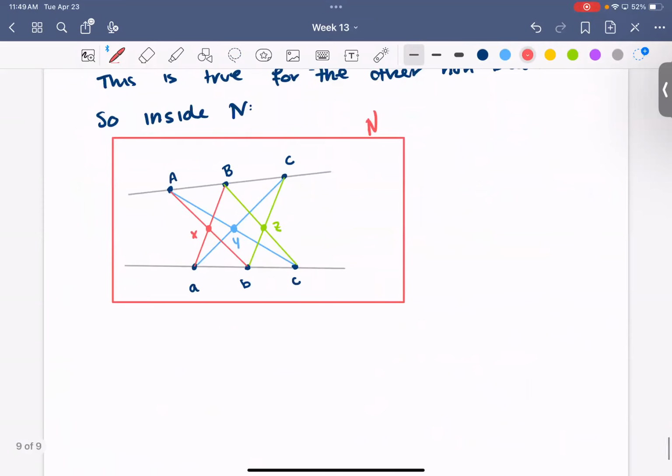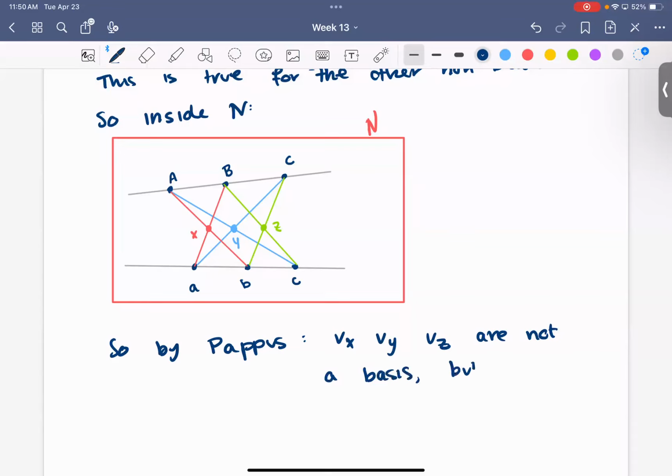But then by Pappus's theorem, X, Y, and Z should be collinear as well. But in our matroid, we said that those were supposed to be a basis. So that's the contradiction. By Pappus, I should have that Vx, Vy, and Vz are not a basis. But they are supposed to be a basis of my matroid. And that's the contradiction.